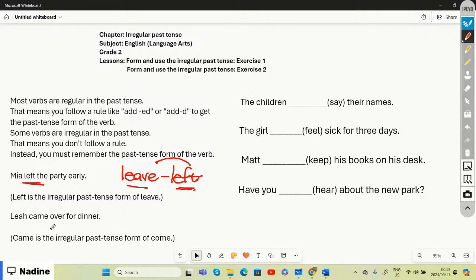Here's another one. It says, Leah came over for dinner. Here we have the word came. Came is the past tense form of come. Come is like saying, come to me, come over here or come here. That is now in the present. But in the past tense, it is I came, or I came to whatever. So came is the past tense of come.